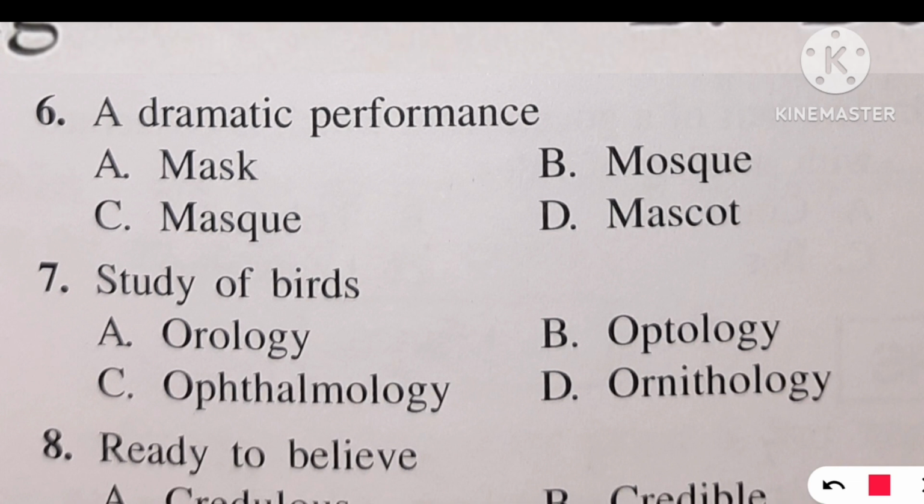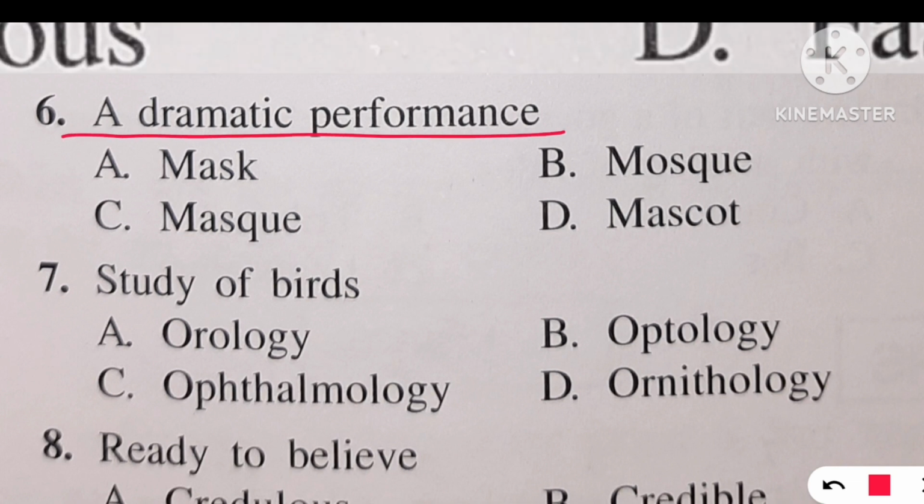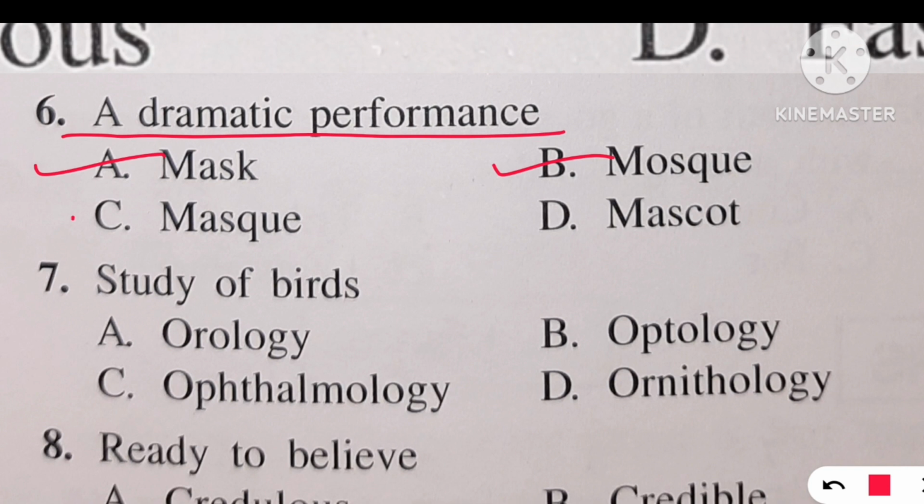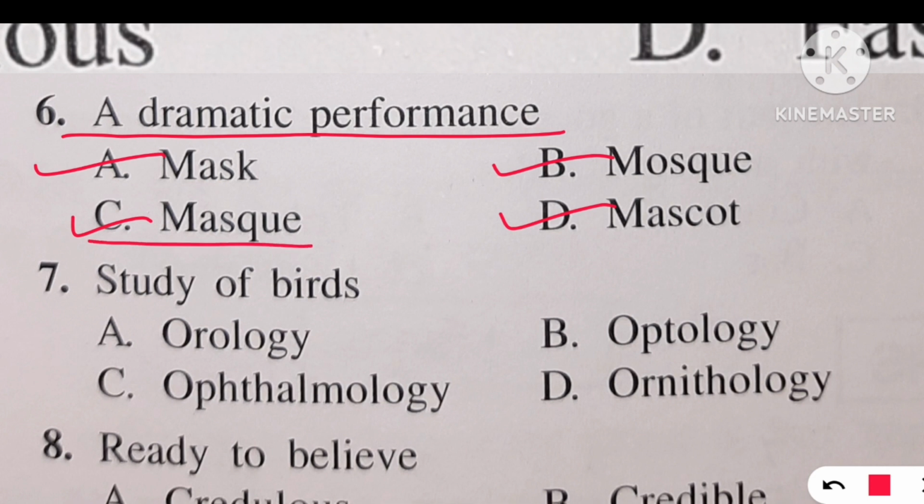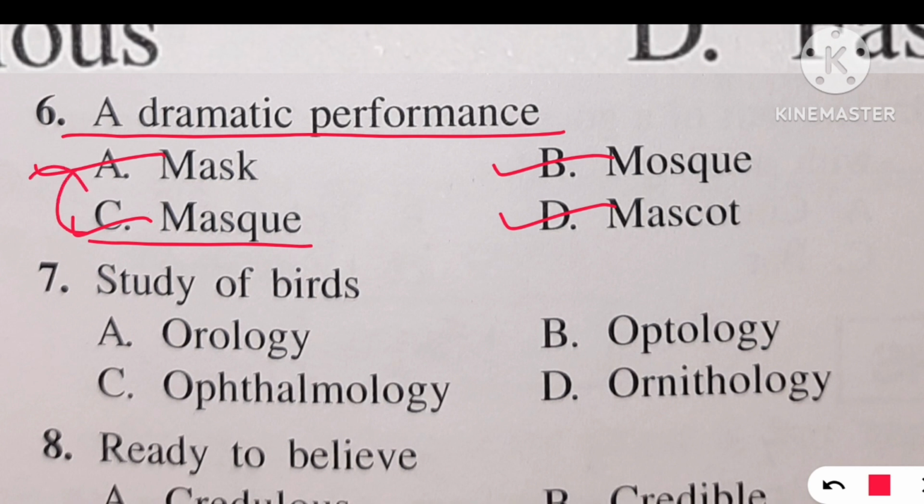Next question. A dramatic performance. Out of these four, what is a dramatic performance? Option A, mask. Option B, mosque. Option C, masque. Option D, mascot. The right answer is option C, masque, and the pronunciation, though it is similar to option A, the spelling is different. Pronunciation will be mask.